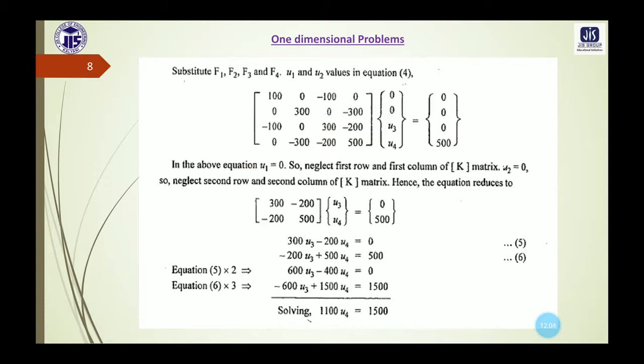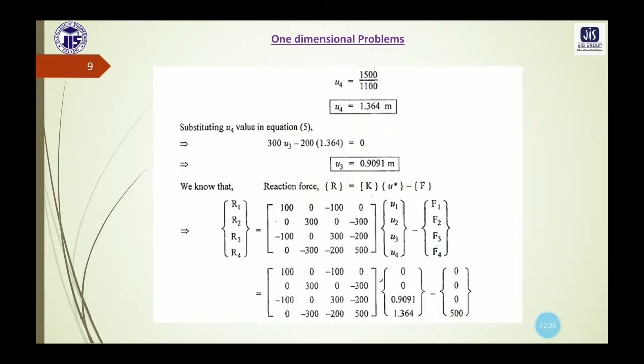Now from this, if we do the matrix multiplication, we get equations number 5 and 6. From equations 5 and 6 we can easily solve and find the value of u4, which we get as u4 equals 1.364 meter.